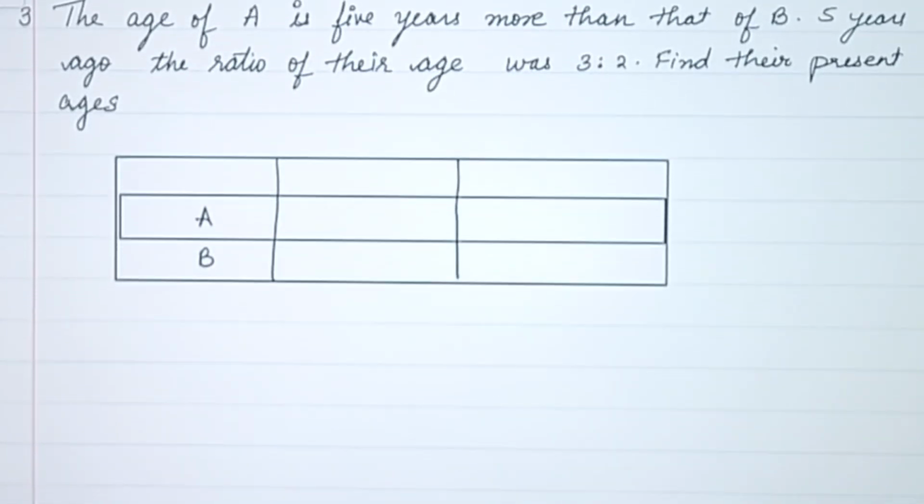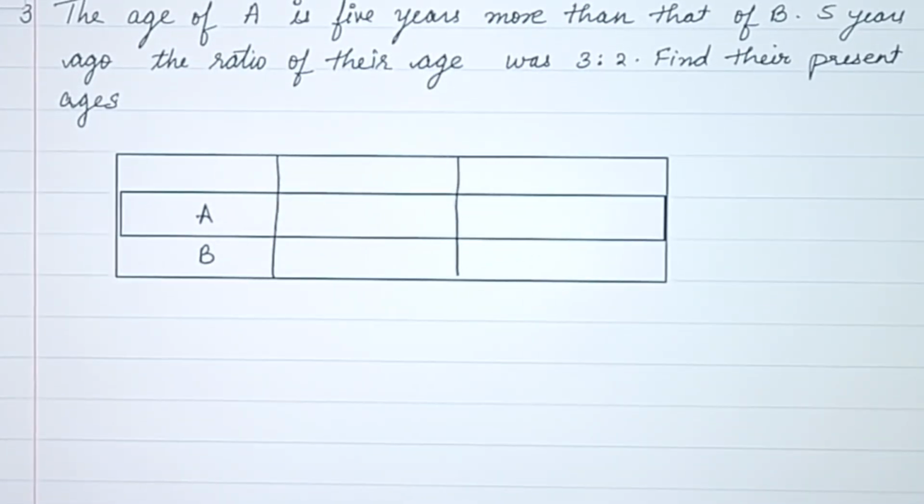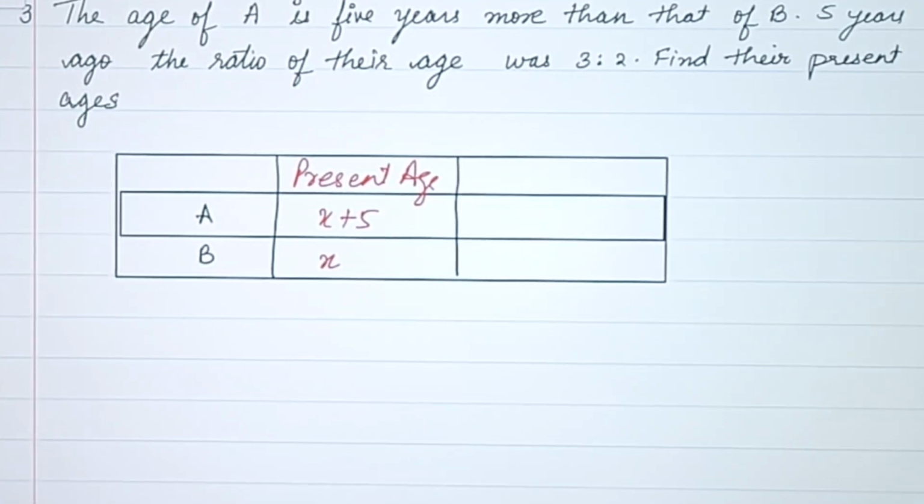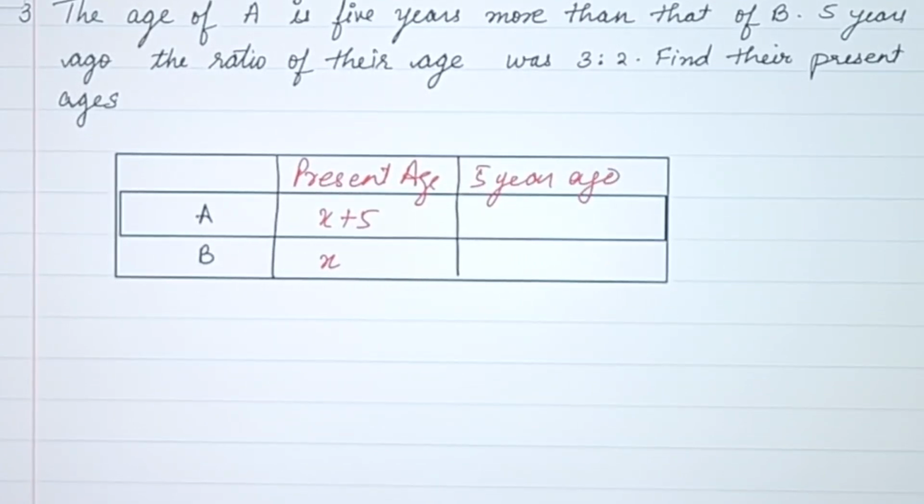The age of A is 5 years more than B. So if B is X, the present age of A will be X plus 5. 5 years ago. Now here we are talking about पीछे की age, मतलब पहले 5 years ago. 5 साल पहले age कितनी होगी? इसकी age X and this will be X minus 5.